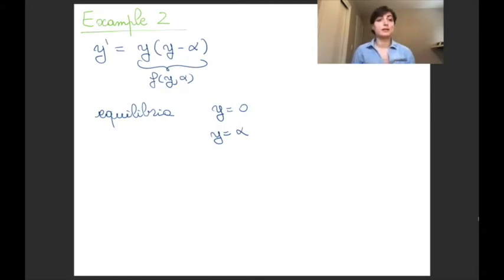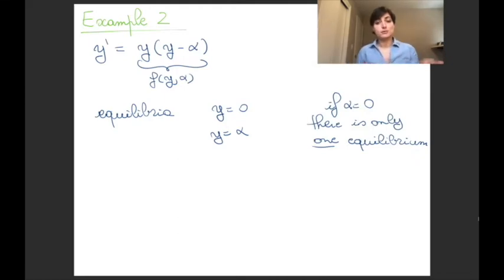A bit more complicated. Here we have as right-hand side y times (y minus alpha). So again, our right-hand side depends on y and depends on alpha. If we solve this, we see that the equilibria are y equal to 0 and y equal to alpha. If alpha is equal to 0, that means there is only one equilibrium. So we see the difference between all the values of alpha that are not 0 and the one value of alpha in which alpha is equal to 0 and we only have one equilibrium instead of two.